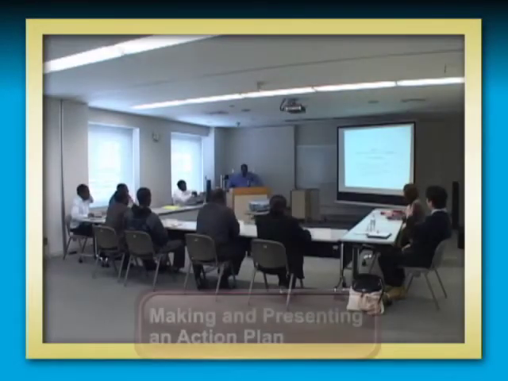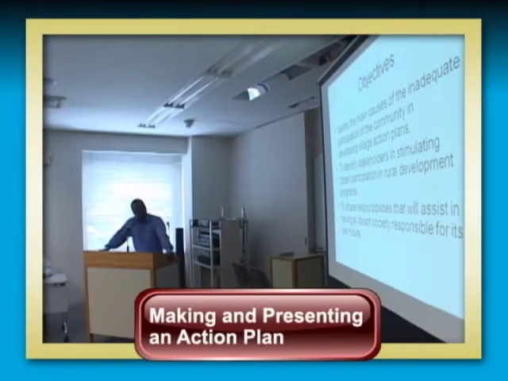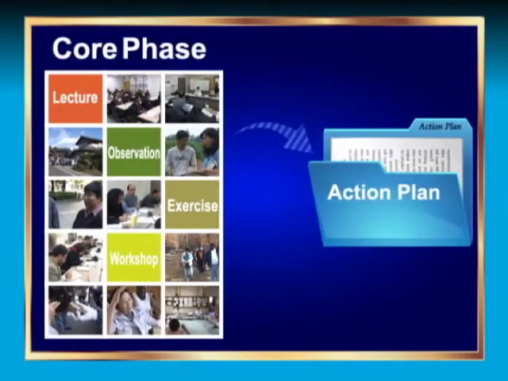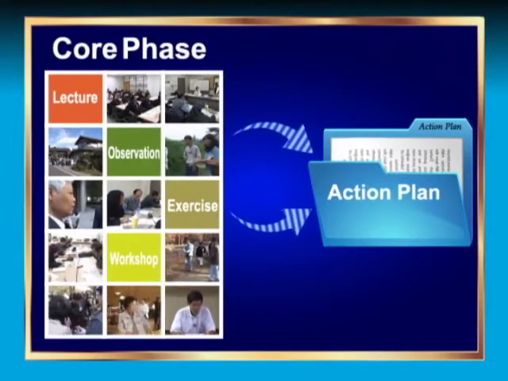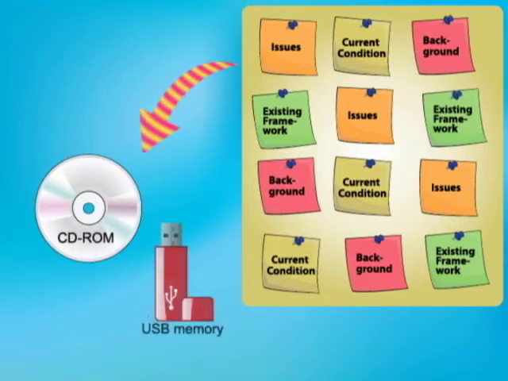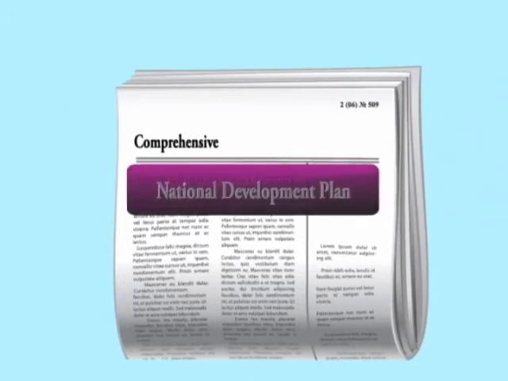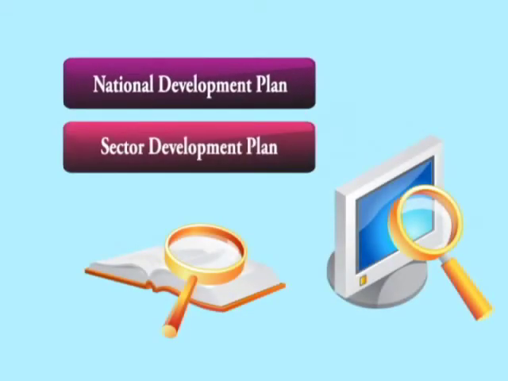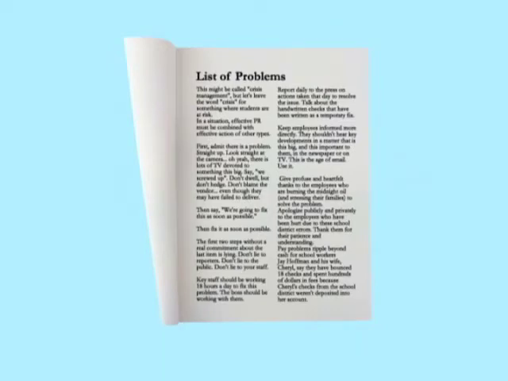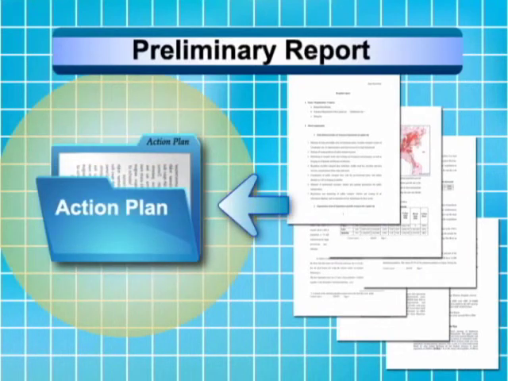Lastly, let us summarize what was explained. At the end of the core phase of JICA trainings, participants are required to make and present action plans as a summary of what they have learned in Japan and how they will utilize it in the activities to take in their country. It is necessary to collect information before coming to Japan. There are 2 points for preparatory information collection. 1. To understand well the development plans in one's own country. 2. To make a list of issues which are current problems. The preliminary report prepared before coming to Japan will be useful particularly for action plan making.